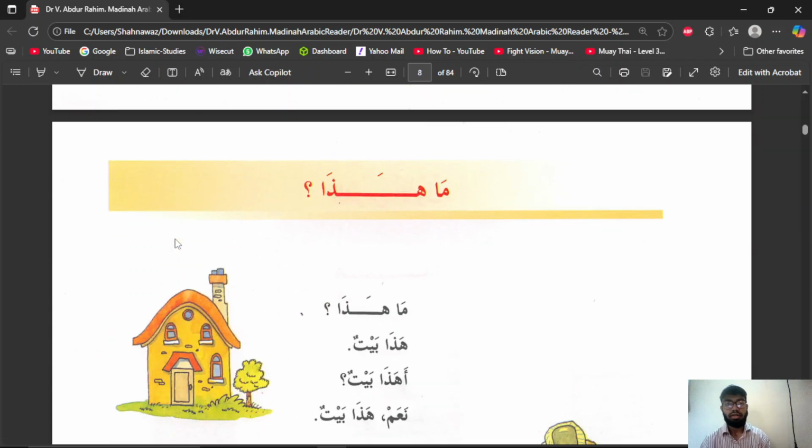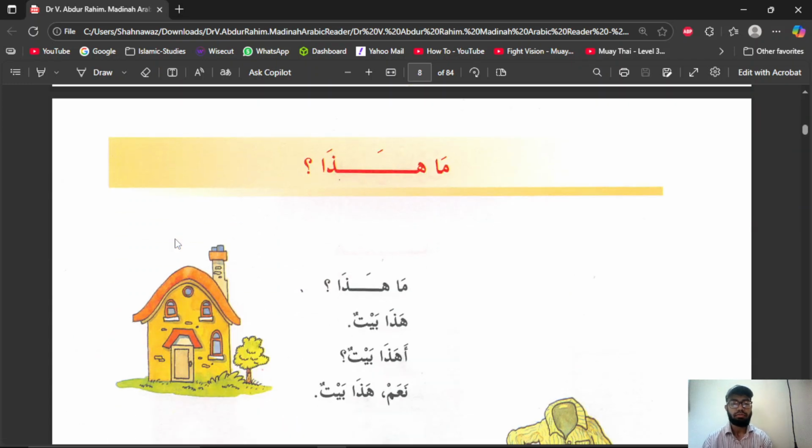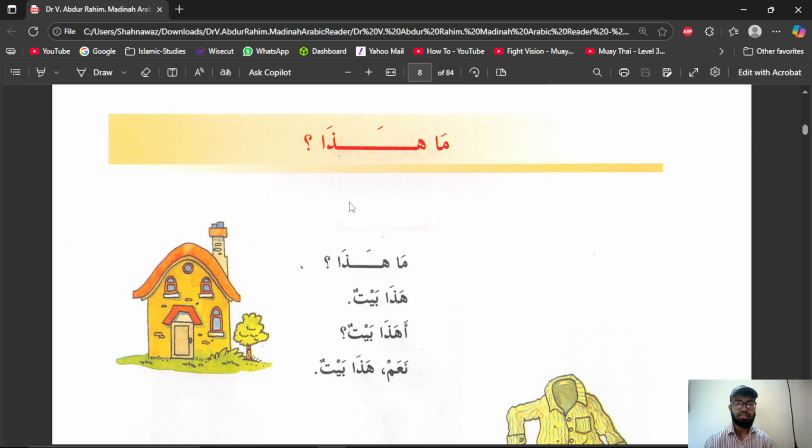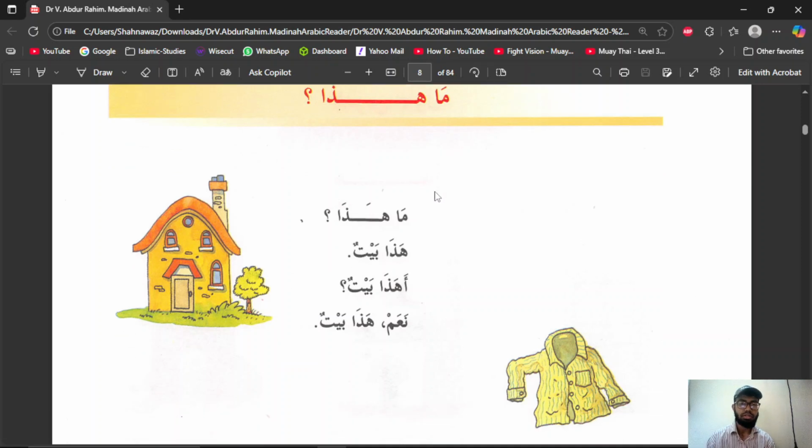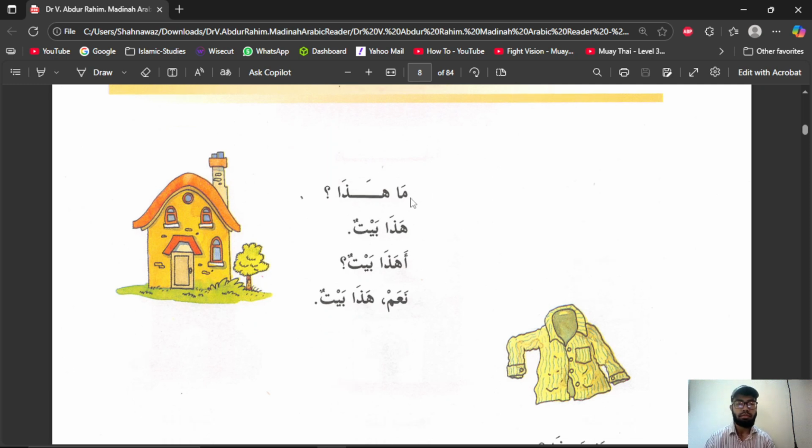Alright, so the next subsection of this Lesson 1 contains ma hadha. Now, ma is acting as a question here, and hadha we know as this. So ma hadha basically translates to what is this? It's asking a question here. For example, it says ma hadha, what is this? Hadha baytun, this is a house.